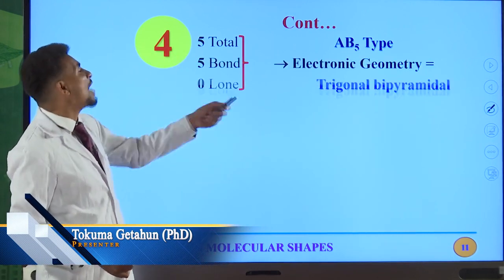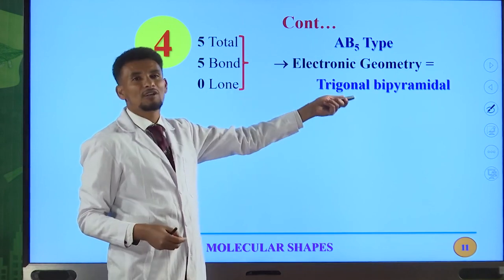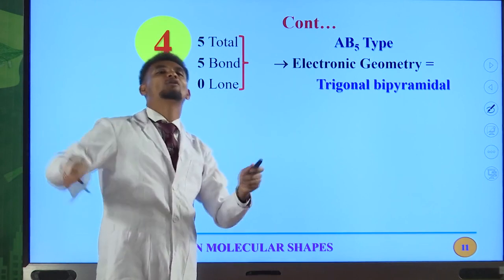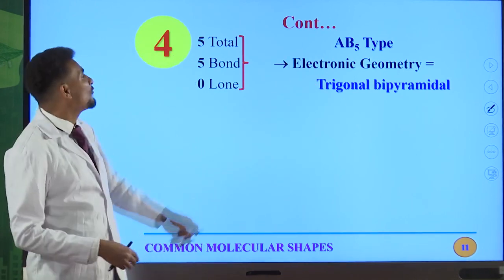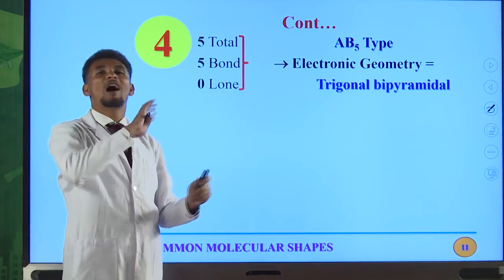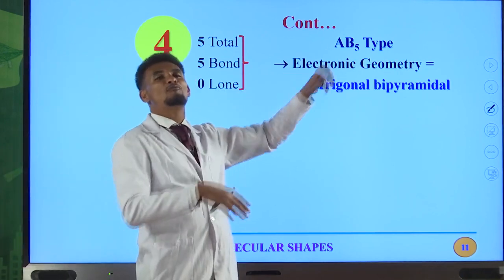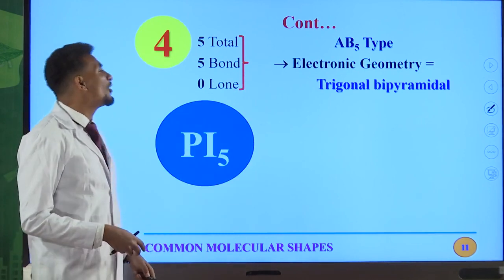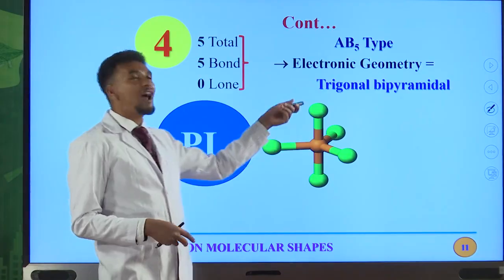In this type of molecules, we have how many bonds? Totally we have 5 bonds, because we have 5 B atoms directly connected to the A atom. That A atom is the central atom. Therefore, AB5 type, totally we have 5 bonds. However, we have no lone pair of electrons around the central atom for this type of molecules. Therefore, the electronic geometry for this type of molecules is trigonal bipyramidal. It looks like this one.